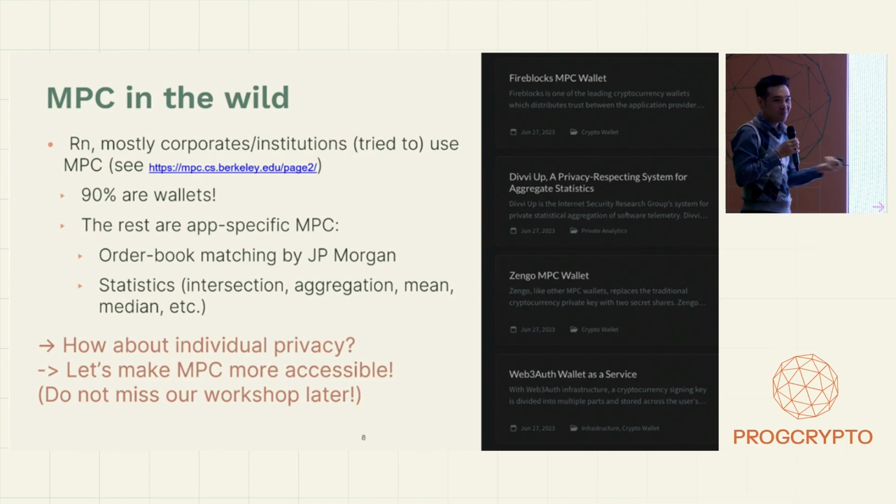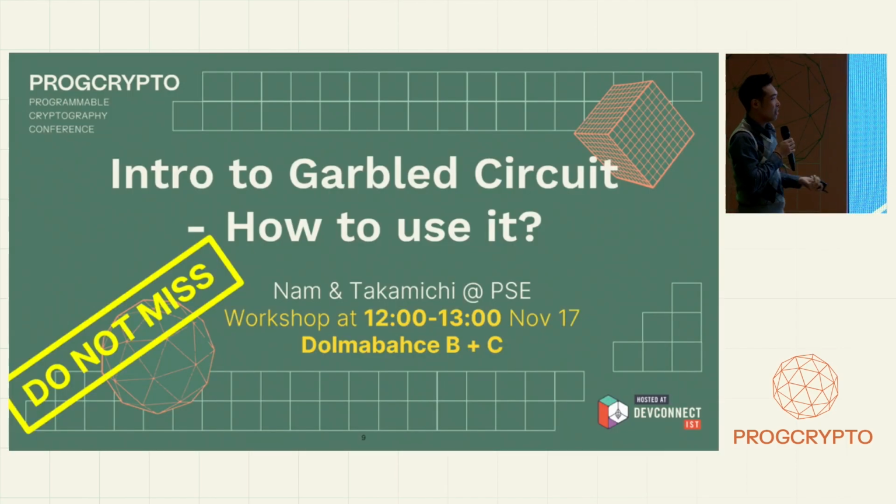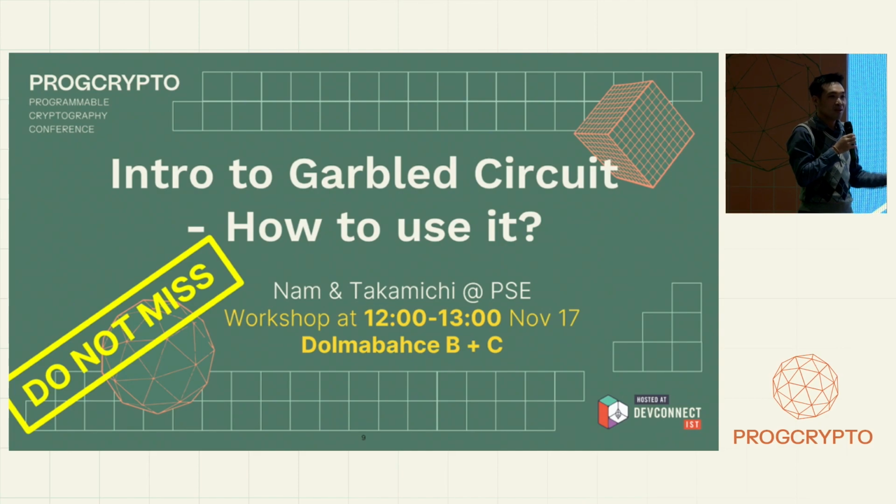So how about individual privacy? What if we just want to communicate with another party, and we don't want to go through the corporate? This is like a call to action. Let's try to make MPC more accessible. And we will show what we are doing in this workshop from 12 to 13 in room B+C. I will also show how to use an MPC protocol like garbled circuits to build a private Tinder matching. Okay, that's all. Thanks.